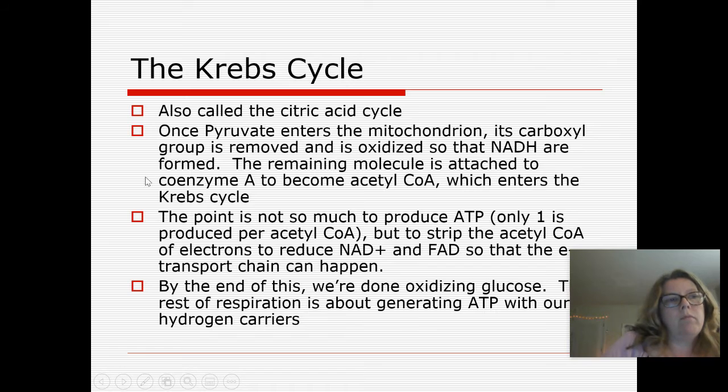So again, some of the textbooks will actually put the link reaction into the Krebs cycle. Some of them do not. But that's what we're doing here.